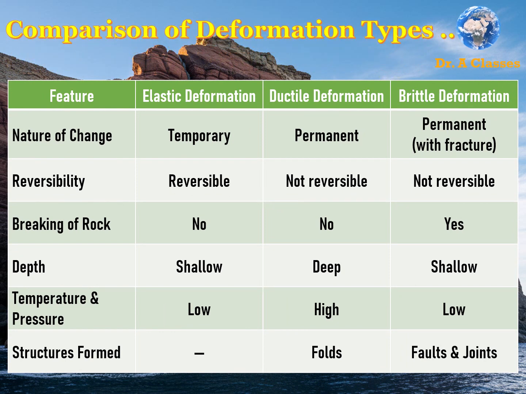Comparison of deformation types. Let us compare the three types of deformation. Elastic deformation is temporary and reversible. The rock does not break. Ductile deformation is permanent but occurs without fracture. It is common at greater depth where temperature and pressure are high, and it produces folds. Brittle deformation is also permanent, but here the rock fractures. It occurs near the Earth's surface and forms faults and joints. This comparison is very important for understanding structural behavior in engineering geology.